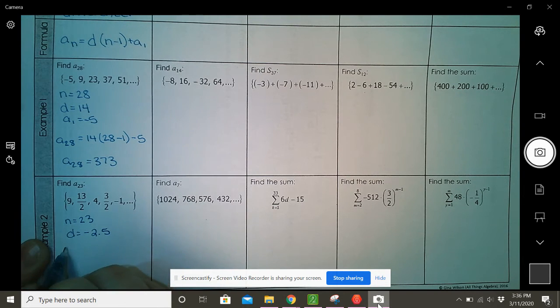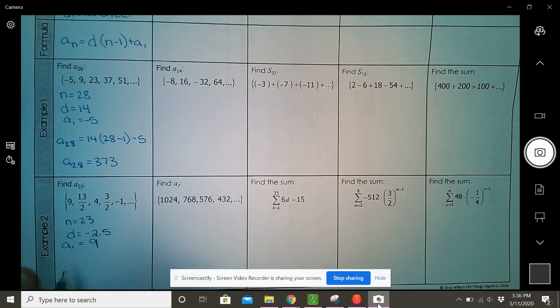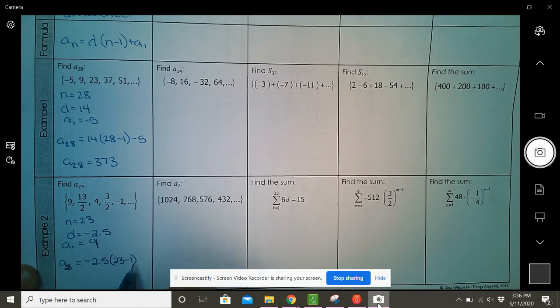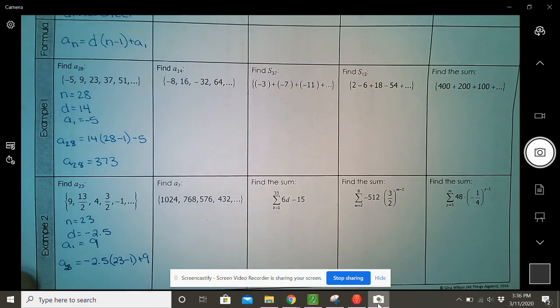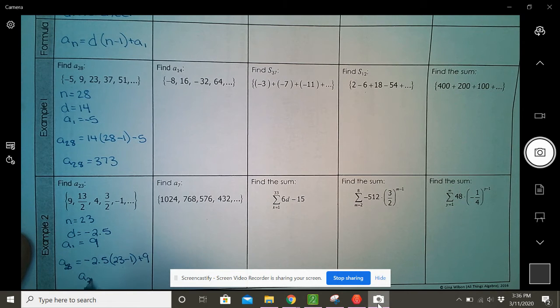And then my a sub 1 value, the first term here, is 9. So put everything in the right spot. Use the formula. I'm trying to find what's the 23rd term of this sequence. My common difference is -2.5. And the first term is 9. Okay, from there, feel free to rely on a calculator, guys. Take some of the pressure off. The 23rd term of the sequence is -46.